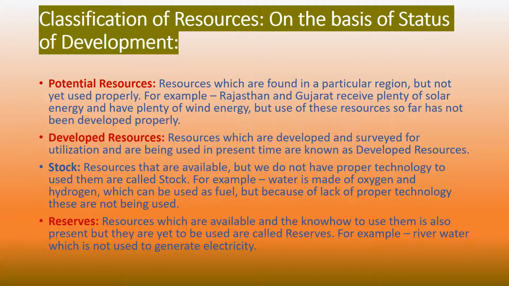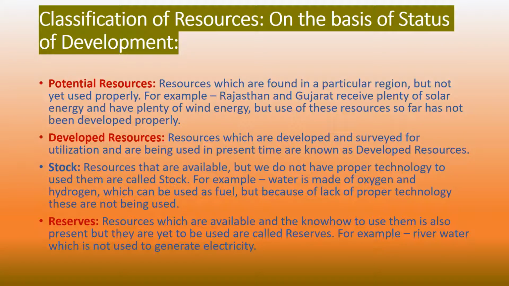Potential resources. Resources which are found in a particular region but not yet used properly. For example, Rajasthan and Gujarat receive plenty of solar energy and have plenty of wind energy, but use of these resources so far has not been developed properly. Developed resources. Resources which are developed and surveyed for utilization and are being used at present are known as developed resources.